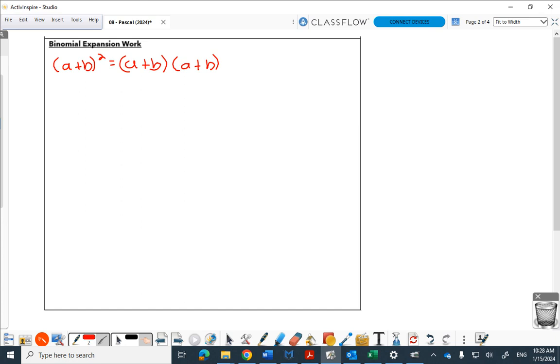Hopefully you recognize that one. The first one of the day where you're like, oh, I have done binomial expansions before. A binomial expansion is just when you're taking something that is two terms added together, and you've got some exponent on the outside. That's all binomial expansion is.